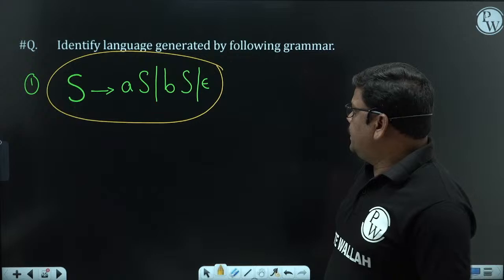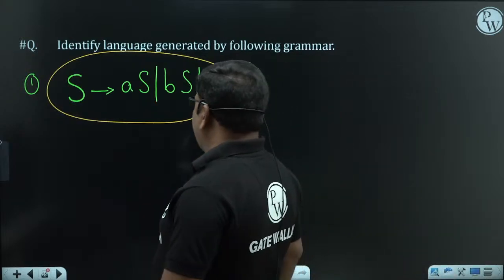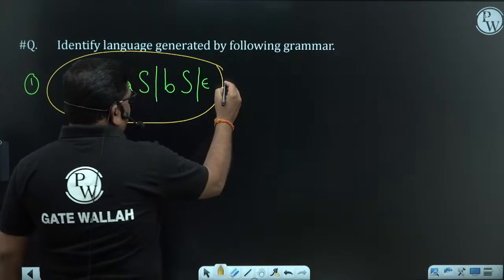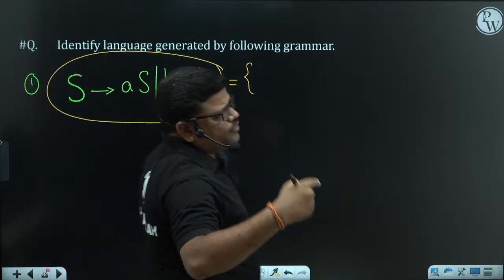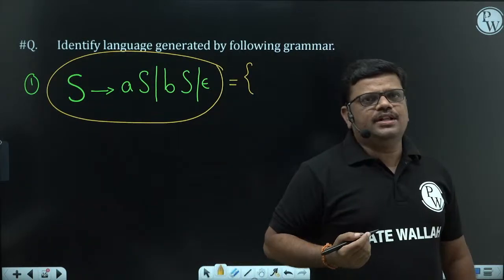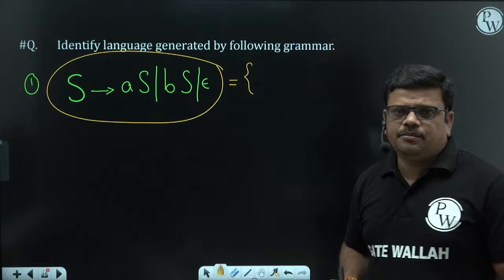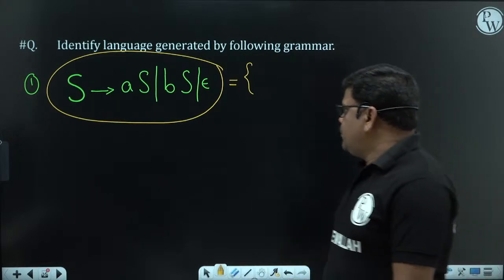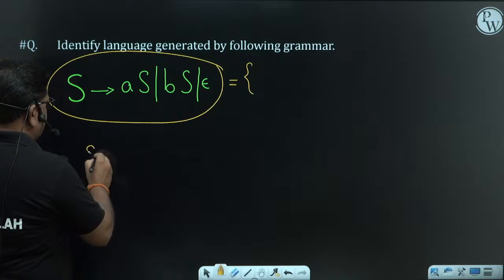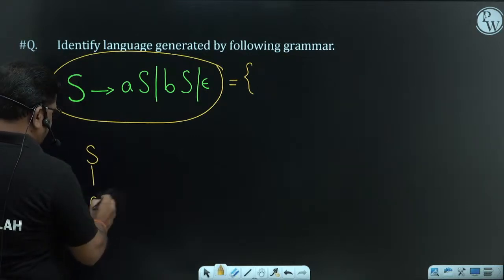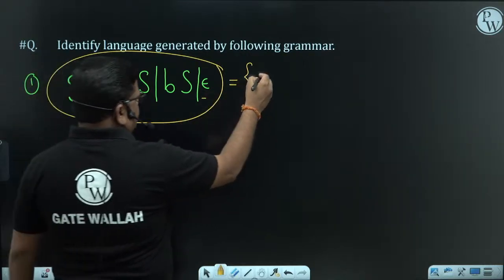Now we'll perform a derivation. I'll write out the strings. There is no direct way here. We'll try to generate some strings, then we'll generalize. Let us generate some strings first. See the derivation here. Start from the starting symbol S, which directly produces epsilon from this production. So epsilon is generated.